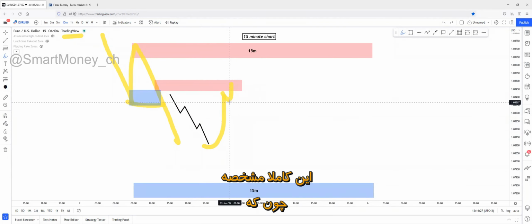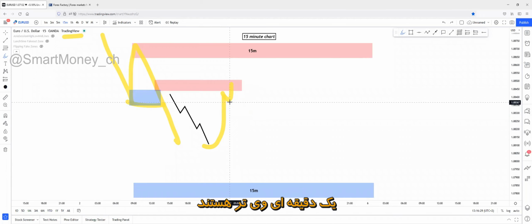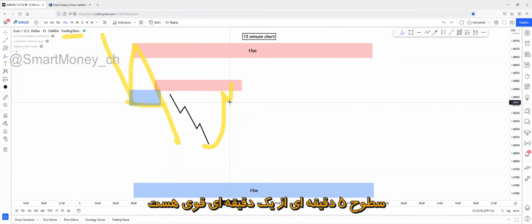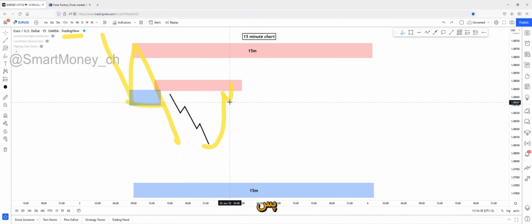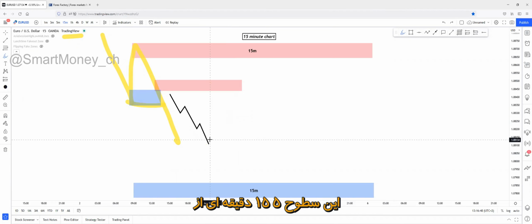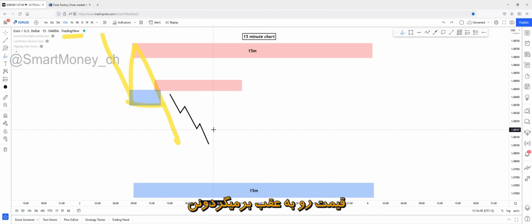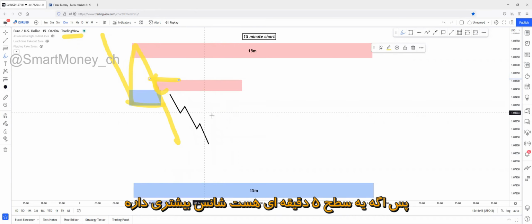It's obvious, right? Because 5-minute and 15-minute structure will always be stronger than the 1-minute structure. And this goes for the zones too. 5-minute and 15-minute zones are stronger than 1-minute zones. So these 5-minute and 15-minute zones are levitating price back up to them. So if there's a 5-minute supply zone, it has a higher chance.